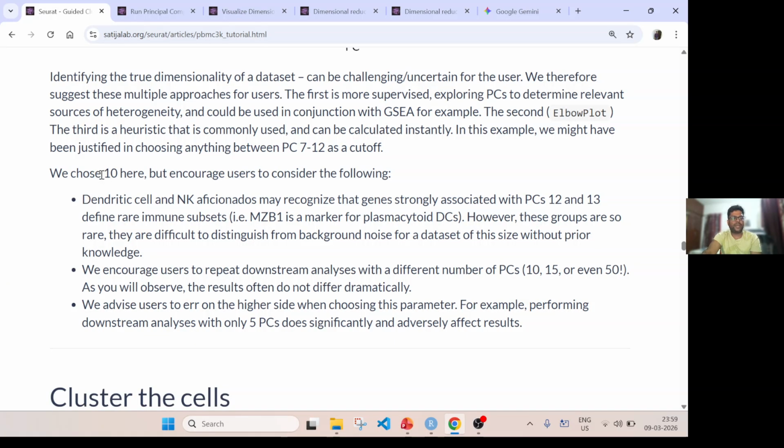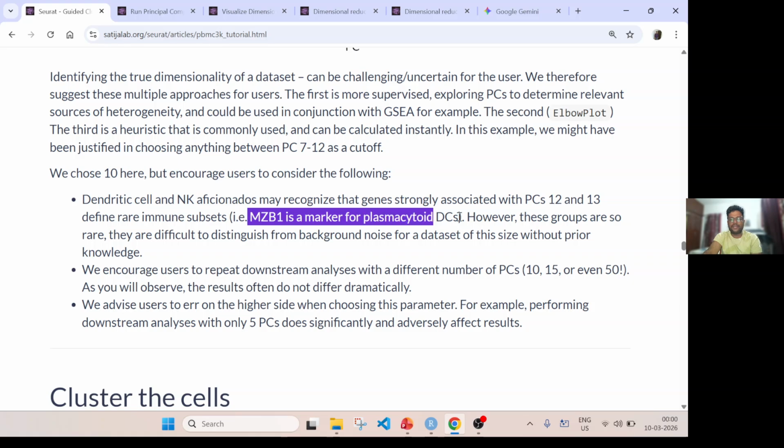For example, let's say you take 10 as the principal component, but they are saying that particularly dendritic cells and NK cells may recognize those genes that are strongly correlated with PC 12 and 13. So that means by the 10th or 11th principal component, the maximum of the 2000 variable genes will contribute, but for the dendritic and NK cells to pass their information to the PCA, it will come in PC 12 and 13. Okay, because these are very rare cells, their information will be towards the noise side, not the signal side, because these are very rare clusters you will see.